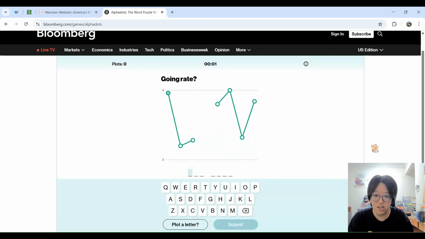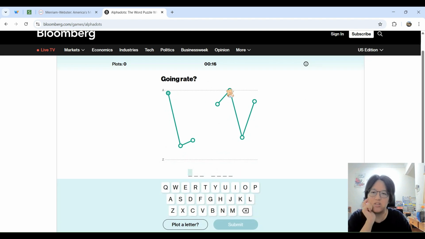All right, timer starts. Going rate. Two words, three letters and four letters. Going rate. Don't know what that could be. But we know this one is very close. So this one is definitely A. So I'm going to try to plot this one.